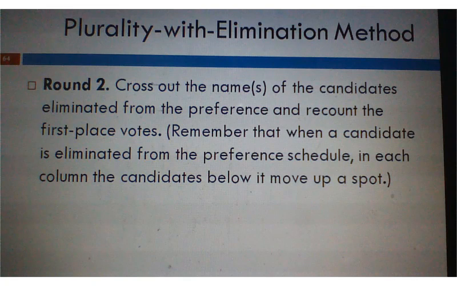So after that's done, we're going to cross out that candidate. The one that was eliminated, just put them out of the preference schedule, and we're going to recount all the first place votes. Now remember that after someone's eliminated, everyone below them needs to move up before we can actually do the recount.